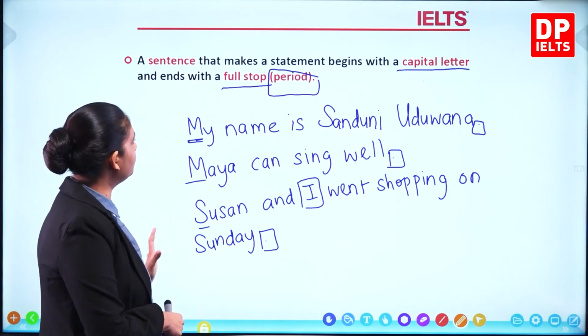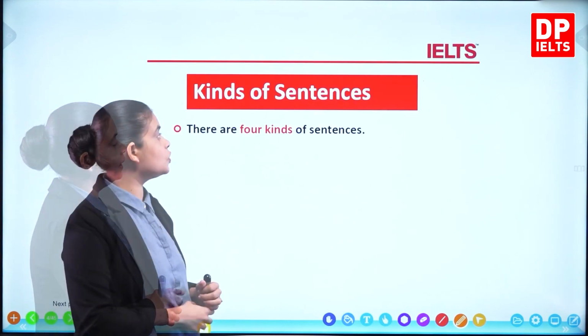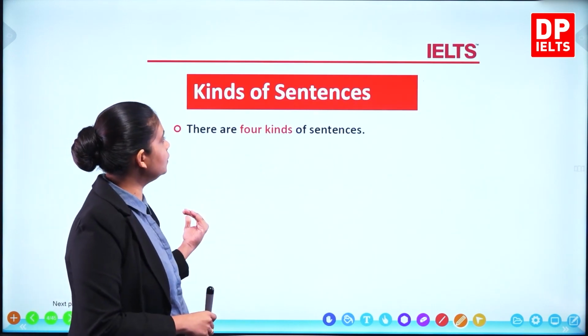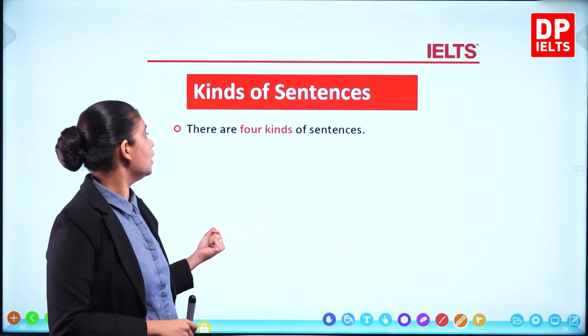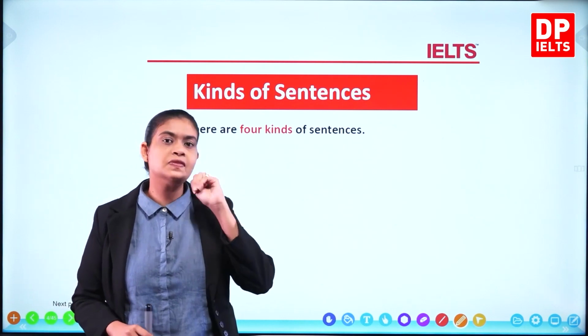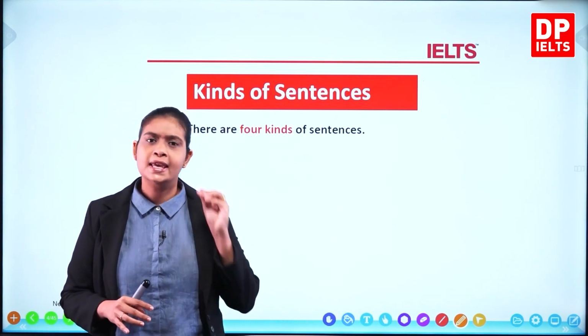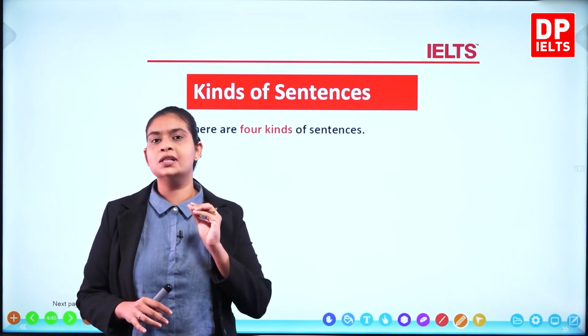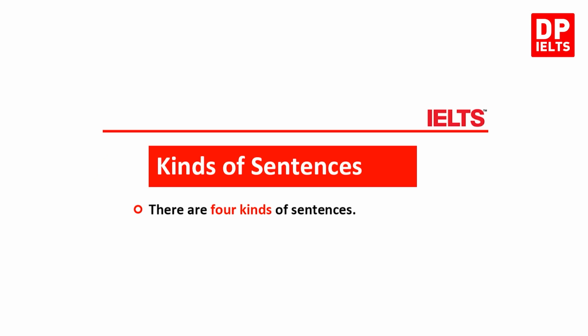So I hope you have understood the basics of a sentence. So now we are going to have a look at the kinds of sentences. There are 4 kinds of sentences. And today's lesson is mainly going to focus on those 4 types. There are 4 kinds of sentences.